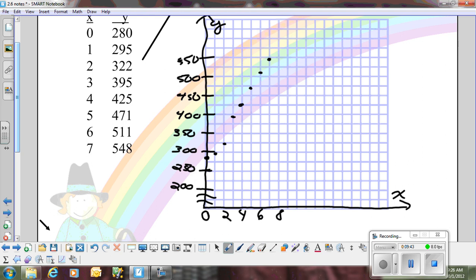Hey, Miss Redmond, can we trade rulers? I like the big one. No. You can have the little one. Sorry. This is mine. All right.